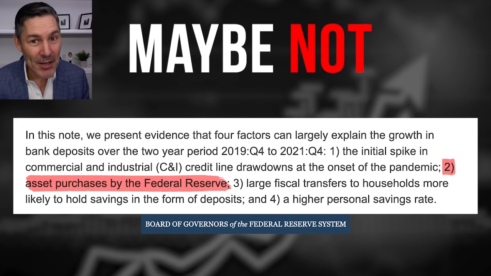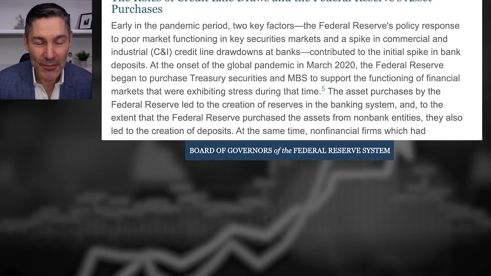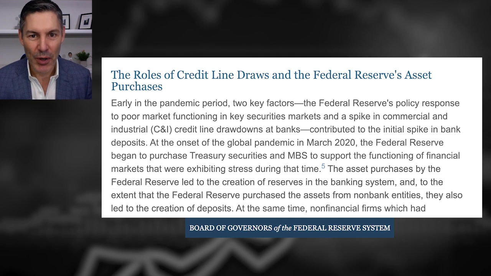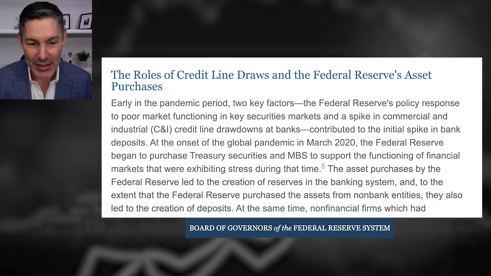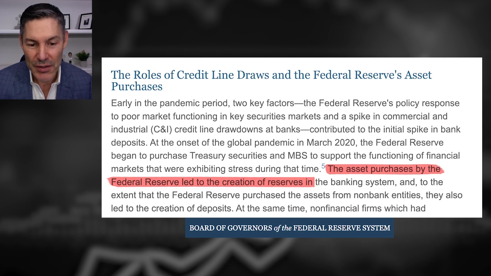Maybe, maybe not. Let's keep going down the article. And here we see the key point I'm trying to make, and I've tried to make on countless numbers of whiteboard videos. And you guys may recognize this. The asset purchases by the Federal Reserve led to the creation of reserves in the banking system.